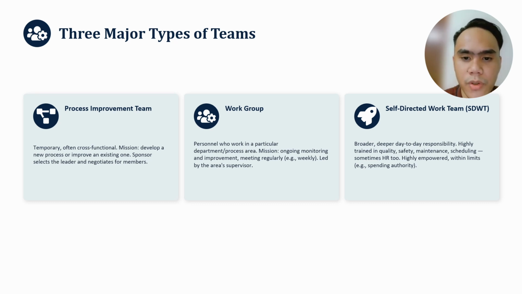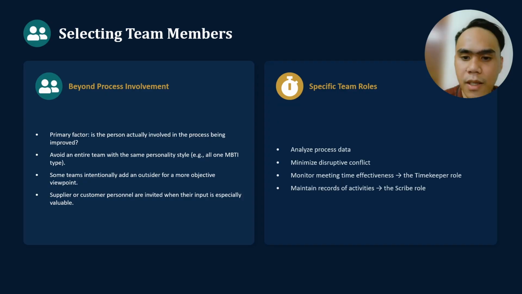Second, the work group. This consists of the personnel who actually work in the particular department or process area day to day. Their mission is the monitoring and improvement of process performance, and they typically meet on a regular cadence. The chapter example is weekly, to review indicators and identify any needed actions. The work group leader is usually whoever already holds supervisory responsibility for the process area.